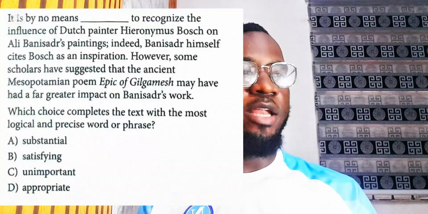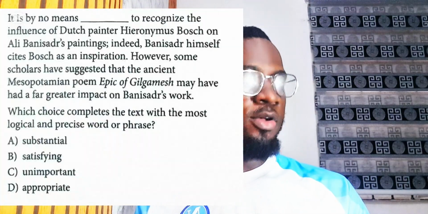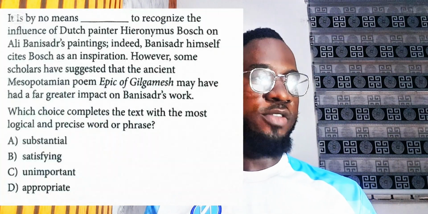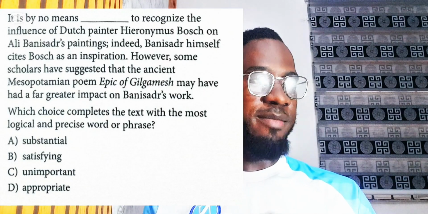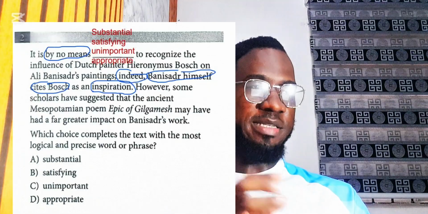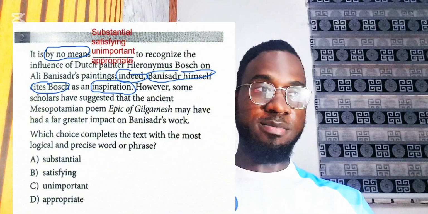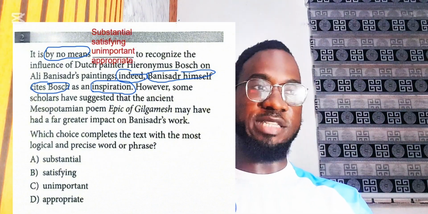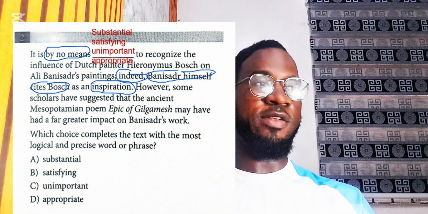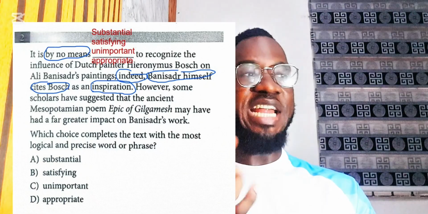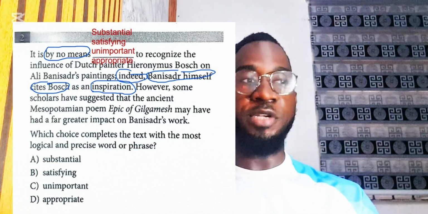Now let's try the second method with another question. We'll plug in each option and read, instead of wasting time reading at first and making a prediction, which is less time consuming, like I mentioned earlier. It is by no means substantial to recognize the influence of Dutch painter Bosch on Ali Banizda's painting. Okay, that means by no means. Remember, pay attention to the words preceding the blank, especially when the word is negative like this. It is by no means. In other words, it is not substantial to recognize the influence of this person on this other person's painting.